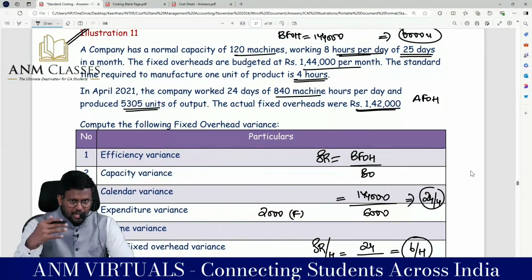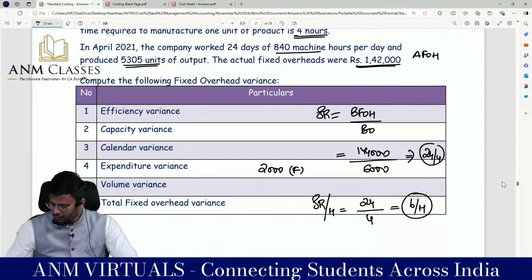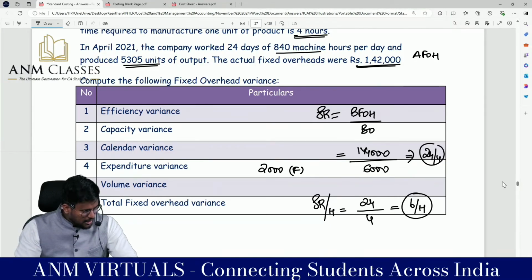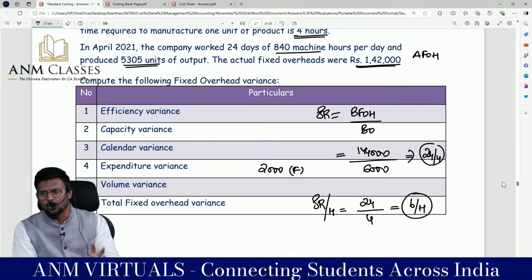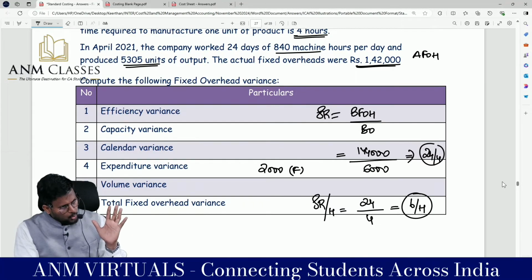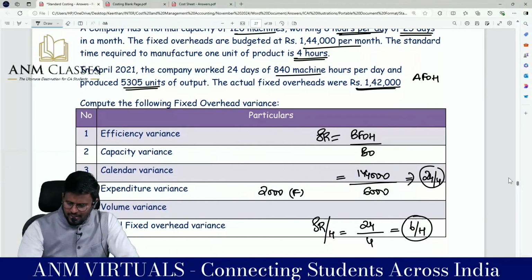Instead of going BFOH divided by BH. What is BFOH? 1,44,000 divided by BH, 24,000. That also gives you 6 per hour. Or again, the easiest way is standard rate per output divided by standard time per unit. Easy way? Okay. Sir, efficiency variance.